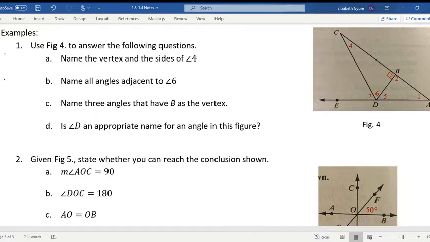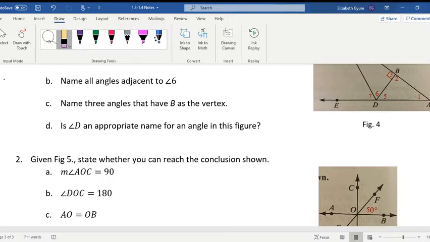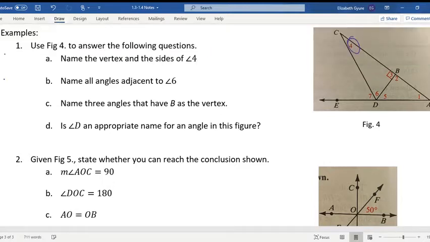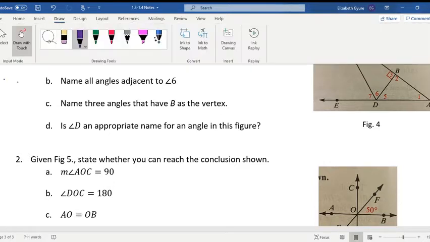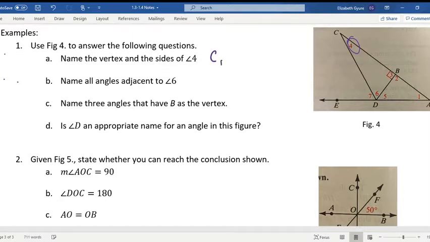So if you take a look at your picture, angle 4 is up here. Its vertex is going to be C. That is where it comes to a point. And then the sides, remember the sides of angles are rays. Always start with your vertex when you name them. So that's going to be ray CB and ray CD.